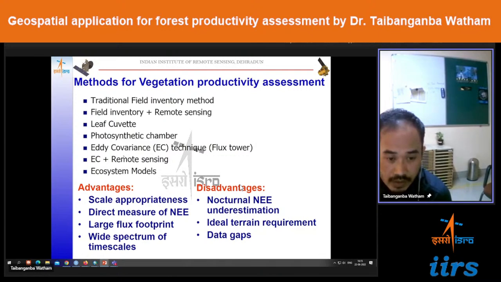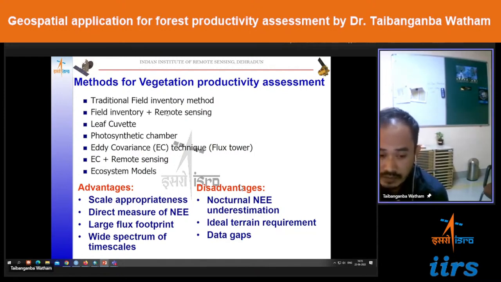So just as we have talked about the eddy covariance, some of the advantages that we have in the eddy covariance technique is that it is scale appropriate, like we can get from the half hourly time to a year level, so the interannual or intra-annual changes in the vegetation productivity can be understood and studied nicely. Then we have the direct measurement of the NEE, that is the net ecosystem exchange, how much carbon exchange is taking place. We can do that using this eddy covariance technique, unlike in case of the field inventory and the remote sensing technique.